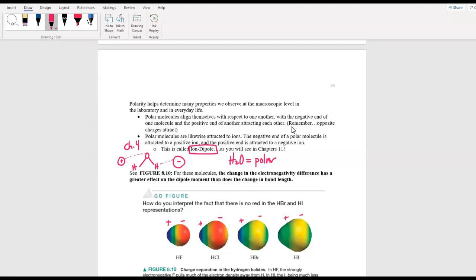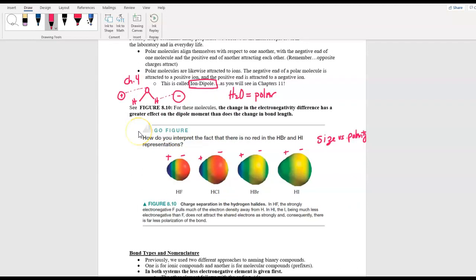So this picture right here, you also see how size makes a difference in polarity. The change in electronegativity difference has a greater effect on the dipole moment than does the change in bond length. So remember, when it comes to size and electronegativity, nonmetals want electrons the most. But what about radius? Well, radius is the opposite trend.